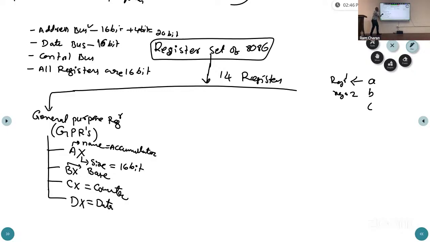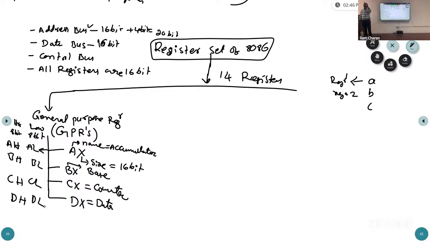And these registers are also used as lower byte and upper byte, low and high. Similarly BH, BL, CH, CL. It can be written as higher accumulator, lower accumulator.